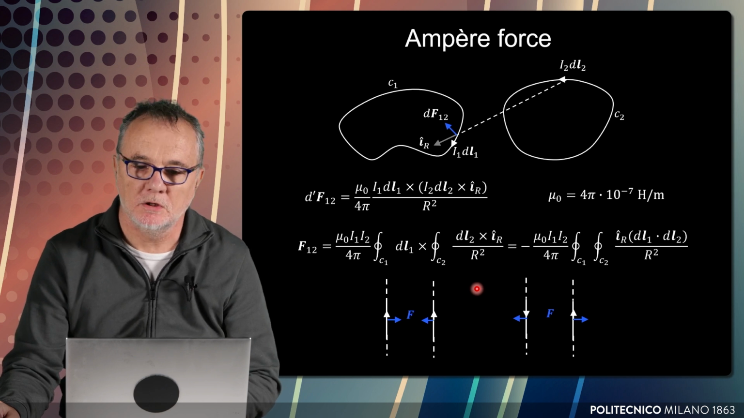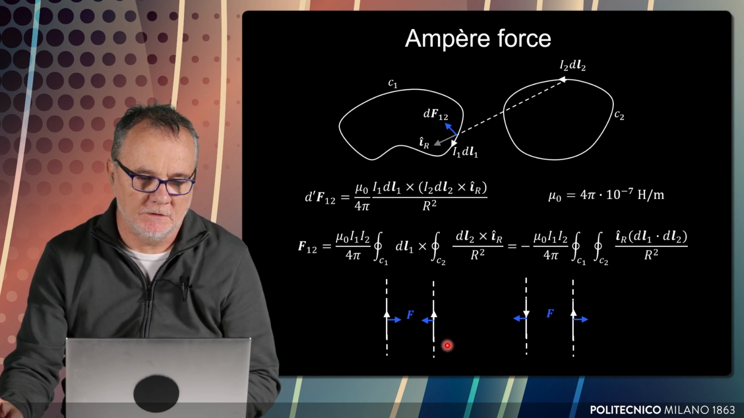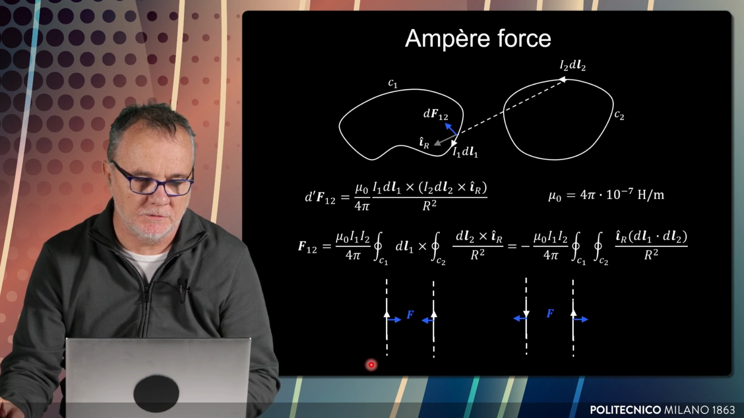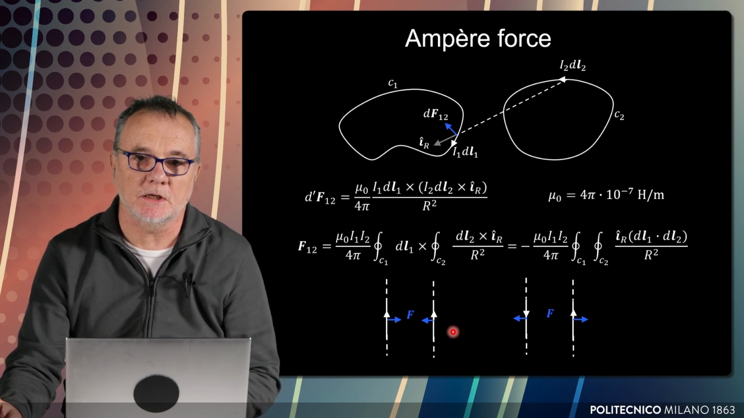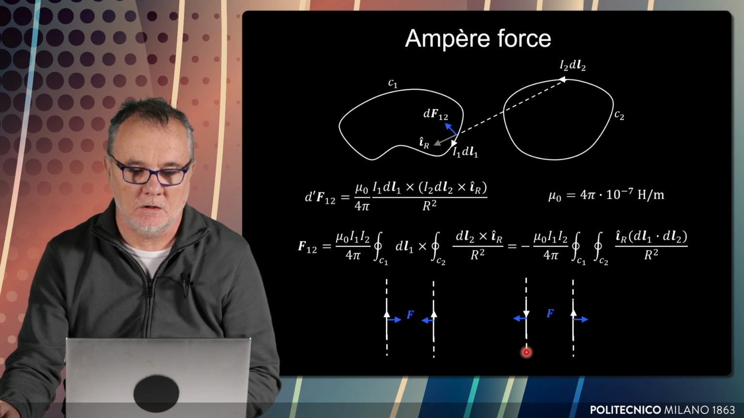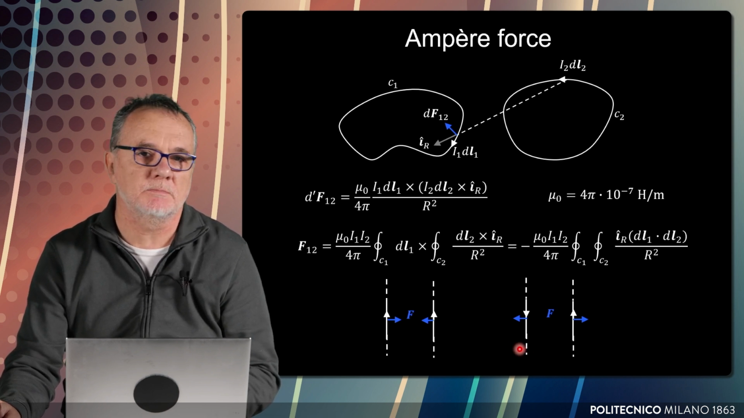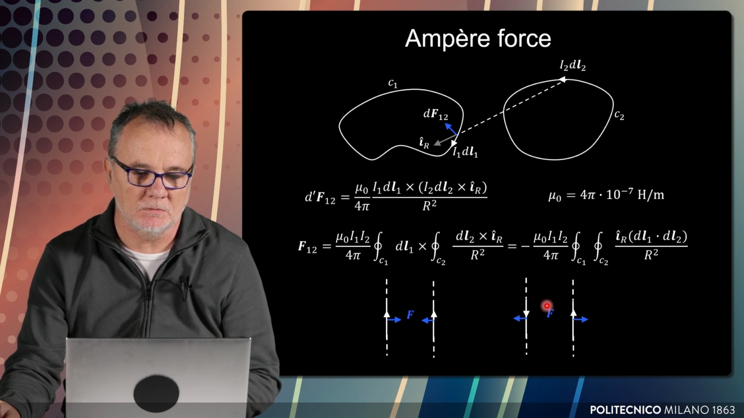Forces between currents, called Ampere forces, have the following behavior. If you have two parallel wires in which the currents have the same direction, there is a mutual attraction between the two wires. Instead, if the two currents are of opposite direction, there is a repulsion between the two wires. This can be obtained by computing this cross product.